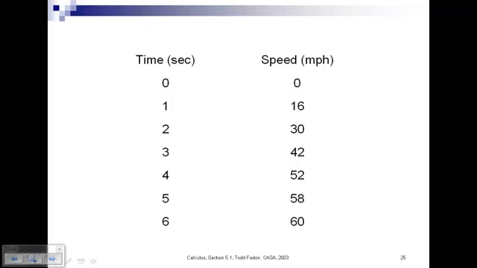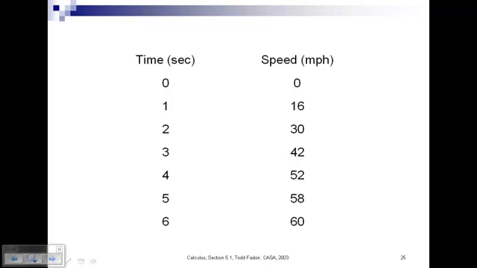All right, so I've got a problem. I've got this data. I'm standing still at time 0. By the end of 6 seconds, I'm going 60 miles an hour. I want to know how far I have traveled in those 6 seconds. Now the answer to this is it's the area under the curve. Now there's a problem here, and I want to see if anyone notices what the problem is with this data.